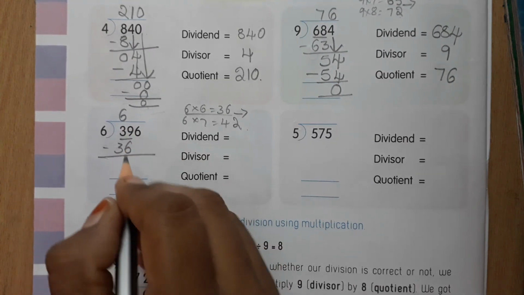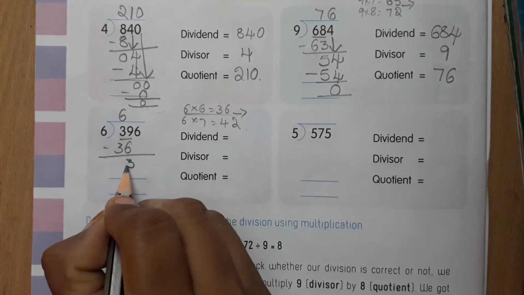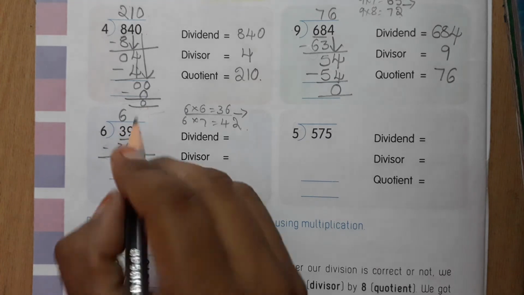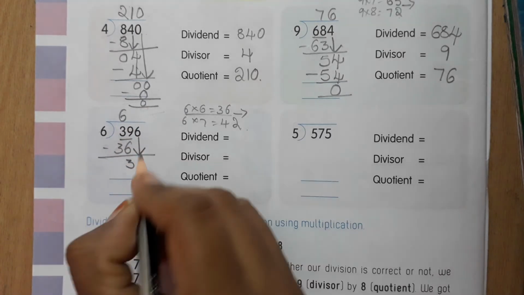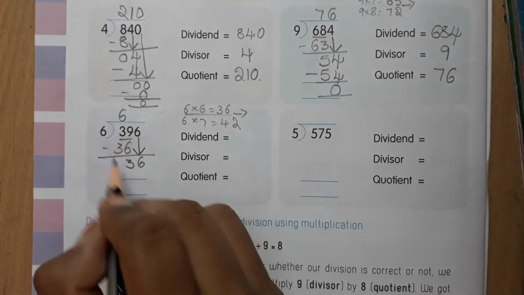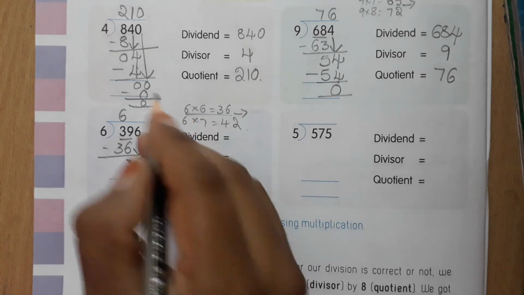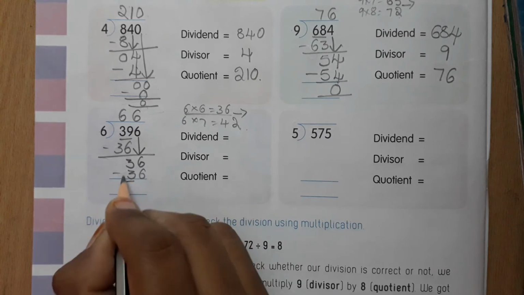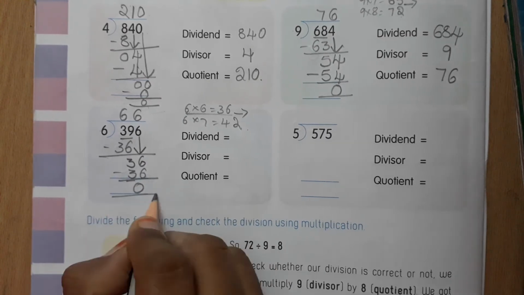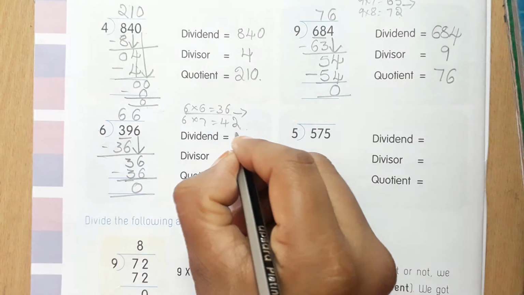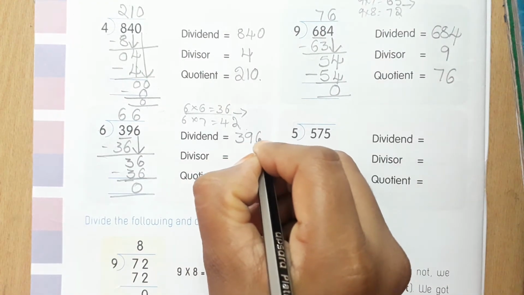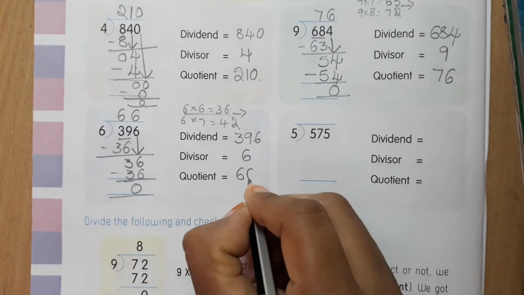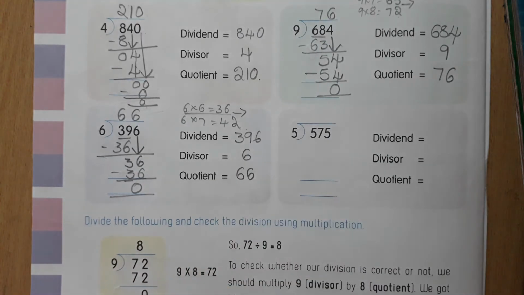39 minus 36. 9 minus 6, 3. 3 minus 3, 0. Now 3 divided by 6, not possible. So write down the next place digit. That is 6. 36. How many times? 6 6s are 36. Now 36 minus 36, 0. Now what is the dividend here? 396. What is the divisor? 6. What is the quotient? 66.